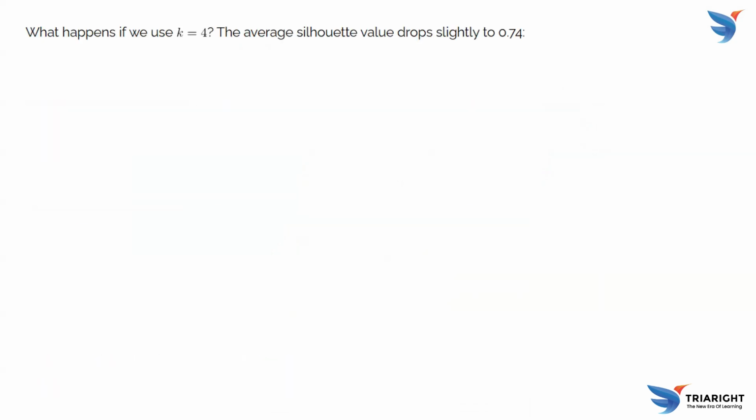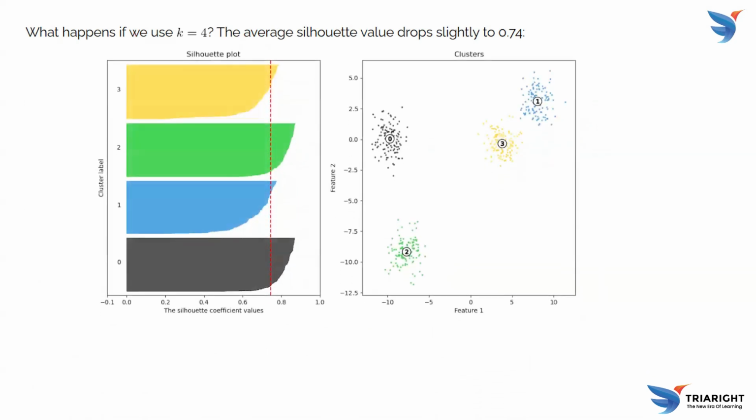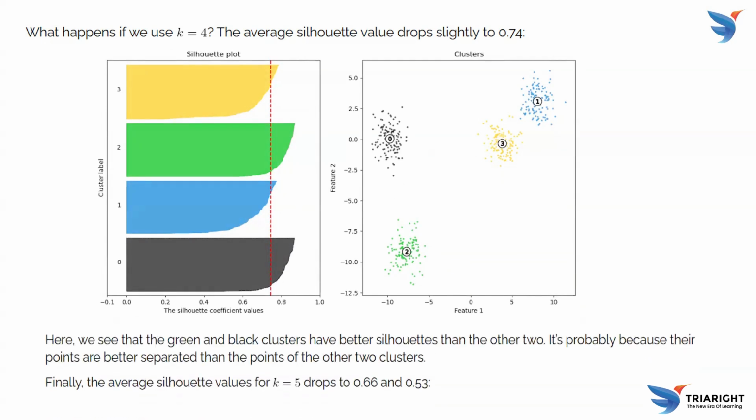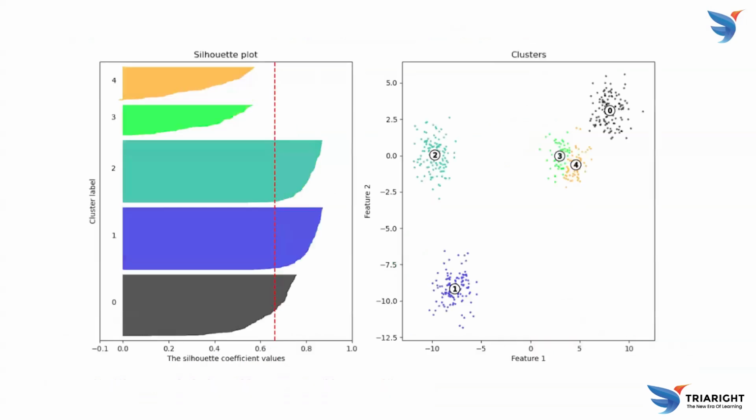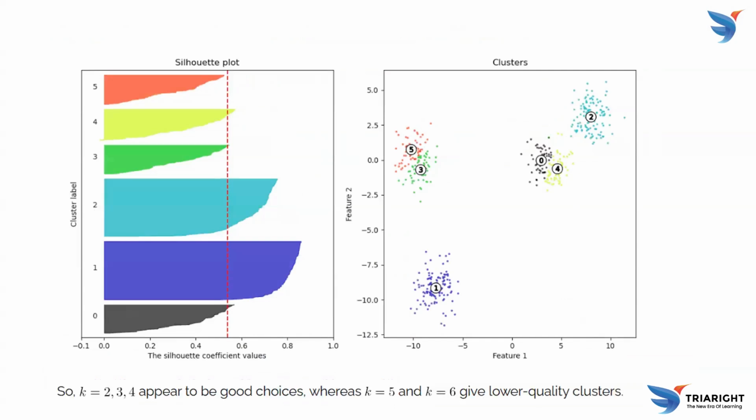What happens if we use k equal to 4? The average silhouette value drops slightly to 0.74. Here we see the green and the black clusters have better silhouette values than the other two, probably because their points are better separated than the points of the other two clusters. Finally, the average silhouette value for k equal to 5 drops to 0.66 and 0.53.